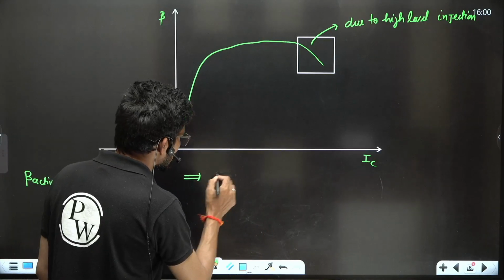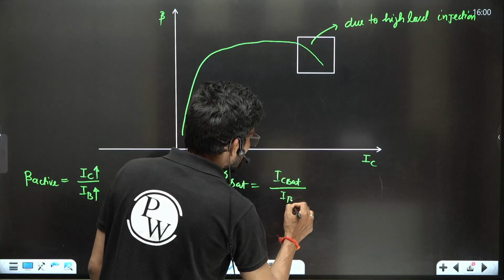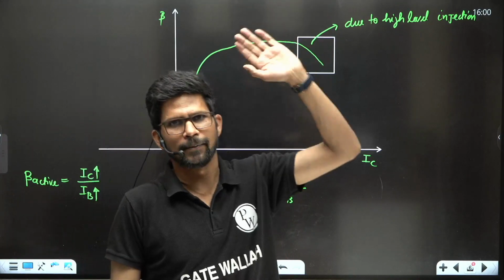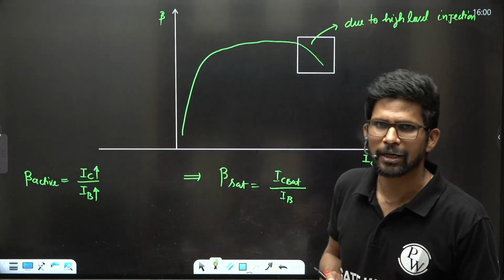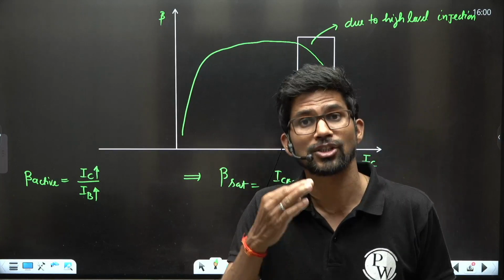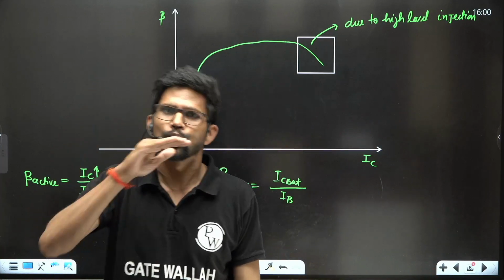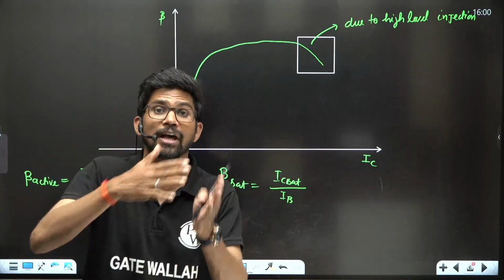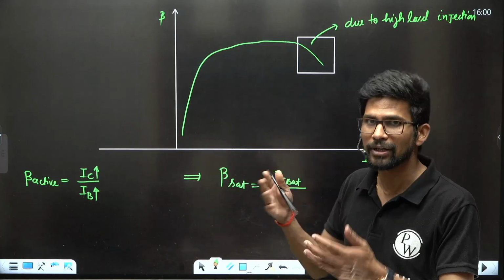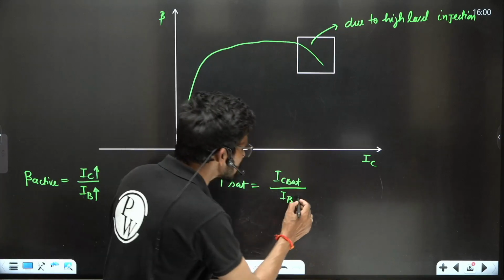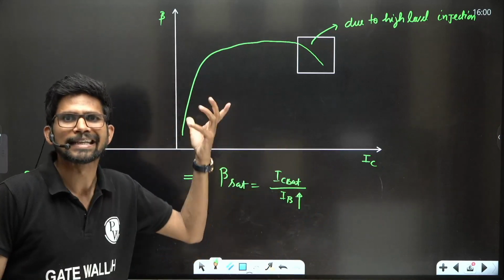But in the saturation region, beta is IC(sat) upon IB. When IB reaches a minimum value called IB min, your transistor enters the saturation region. If you increase IB above IB min, your collector current will not increase and will remain constant at IC(sat). It saturates. So you keep increasing IB, but IC(sat) remains constant, so beta decreases.